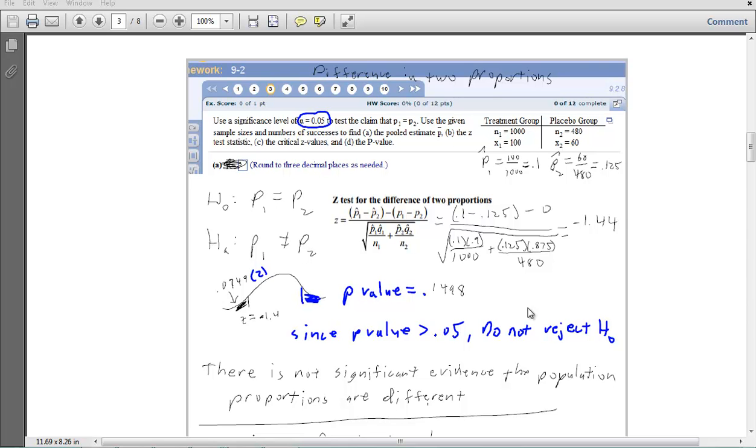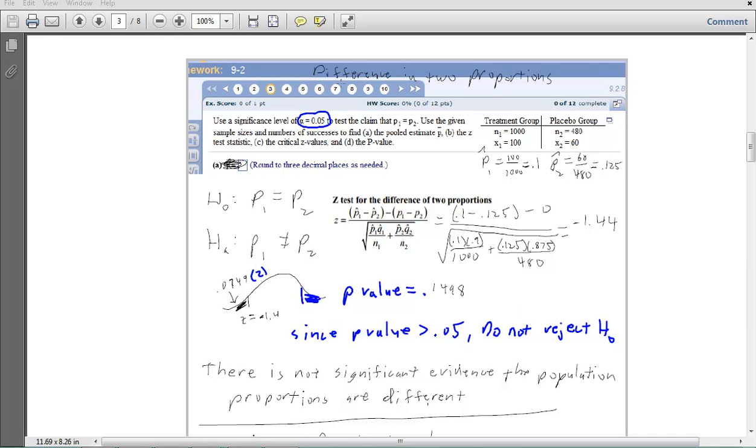This is a short video on how to find the difference between two population proportions, based on the samples of two populations, to see if there's a difference between those two. We're going to do a confidence interval and a hypothesis test here. So we're going to start with the hypothesis test.